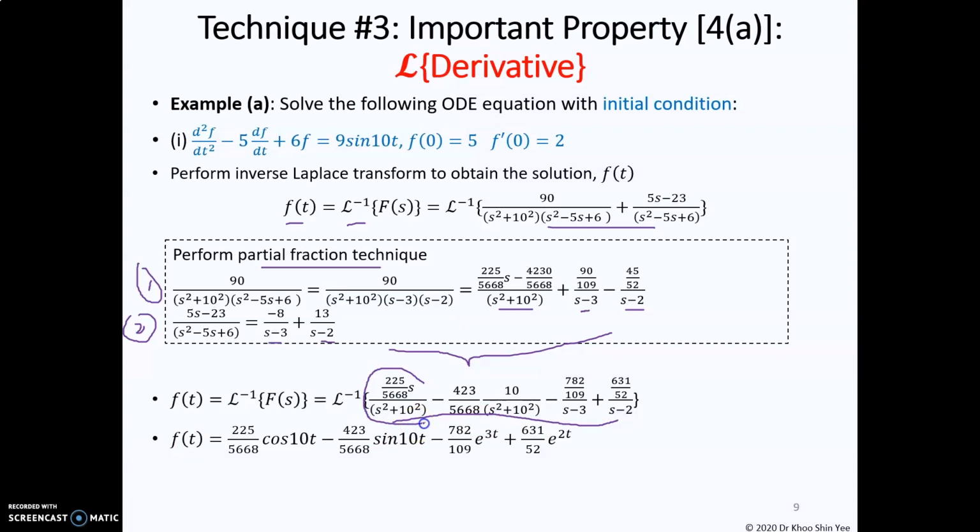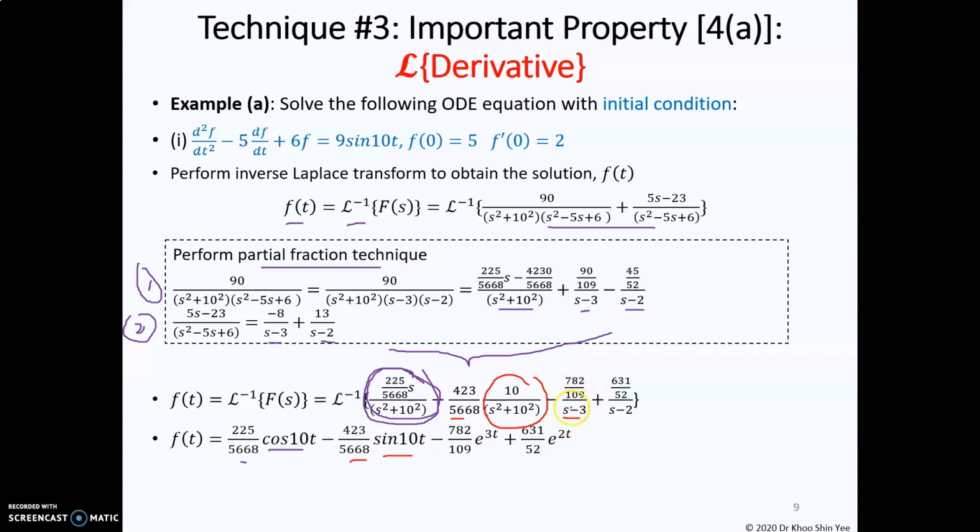For the first term, you have a constant multiplied with s over s squared plus 10 squared. So s squared plus 10 squared indicates it is a cos or sine function. And at the top is an s, so it will be cos(10t). So you multiply the constant 225 over 5668 with cos(10t), and you should be able to get this Laplace transform result. In the second term, you have 10 over s squared plus 10 squared. So this is sine(10t), and you multiply with the corresponding constant.